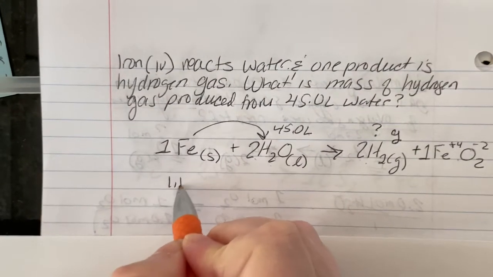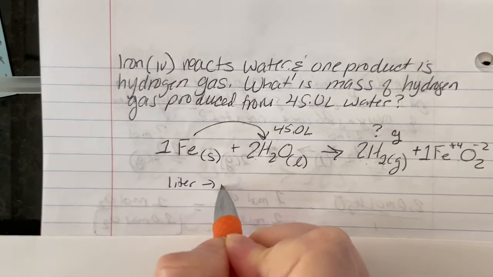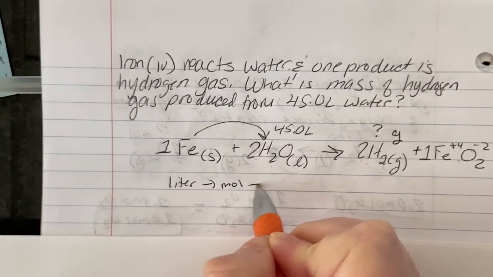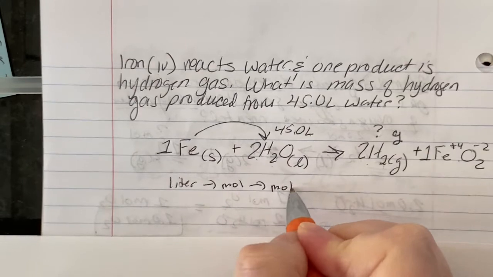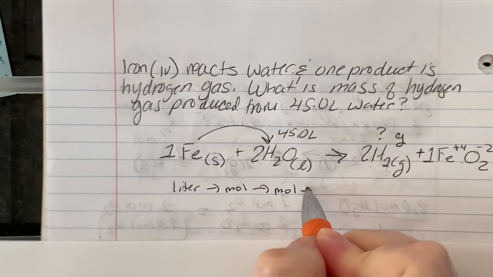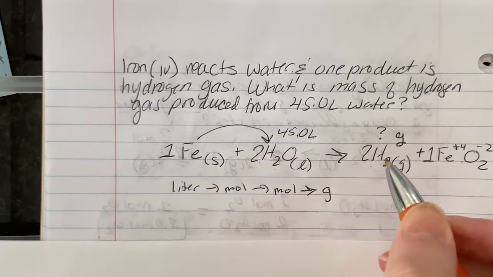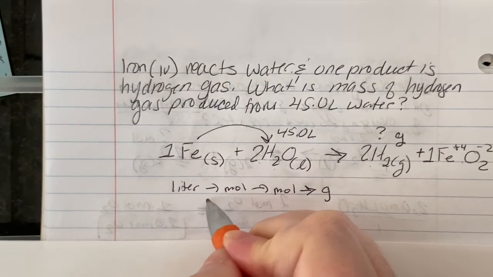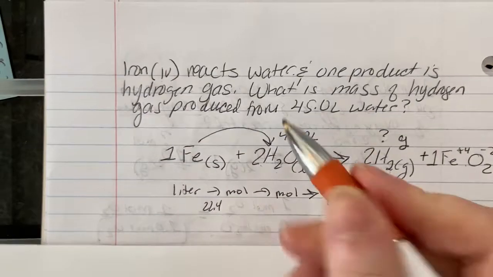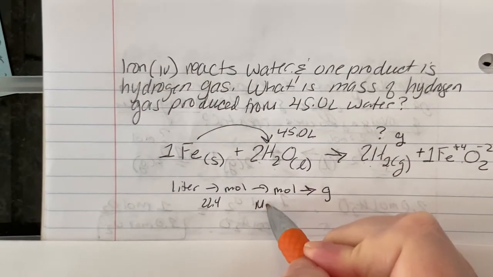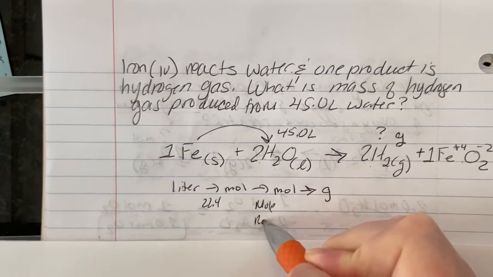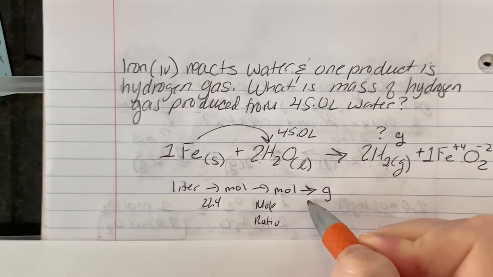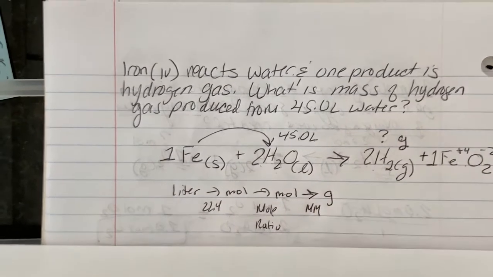We started off on Liter Island. Then we went to Mole Island. Then we had to use that mole ratio to get to the other mole island. And from that mole island, we had to go to grams. And if I read on my mole island, liter to mole, we use the 22.4 conversion. Mole to mole, we use the mole ratio. And mole to gram, we use the molar mass.